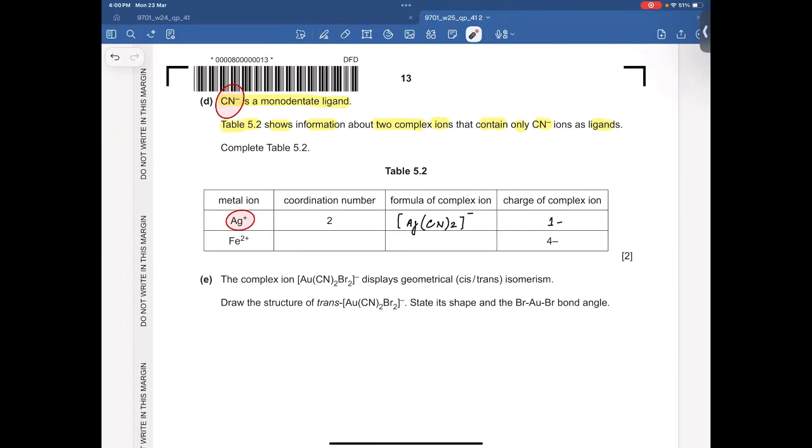Fe2 plus, coordination number, formula of complex ion.